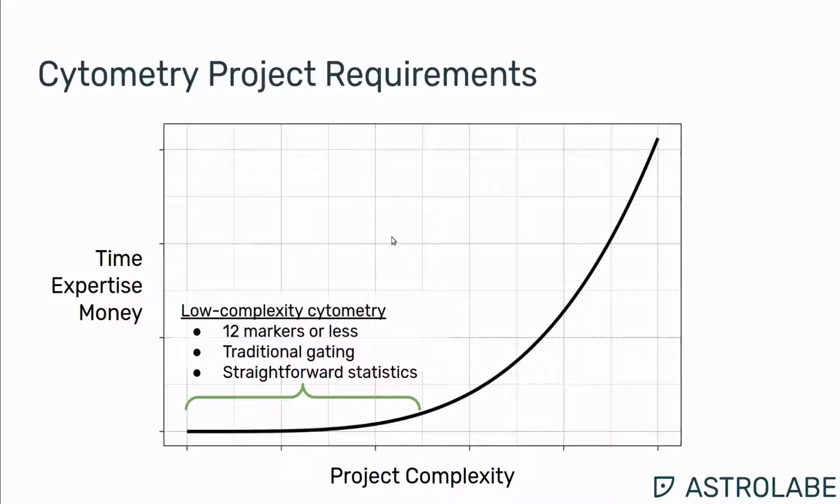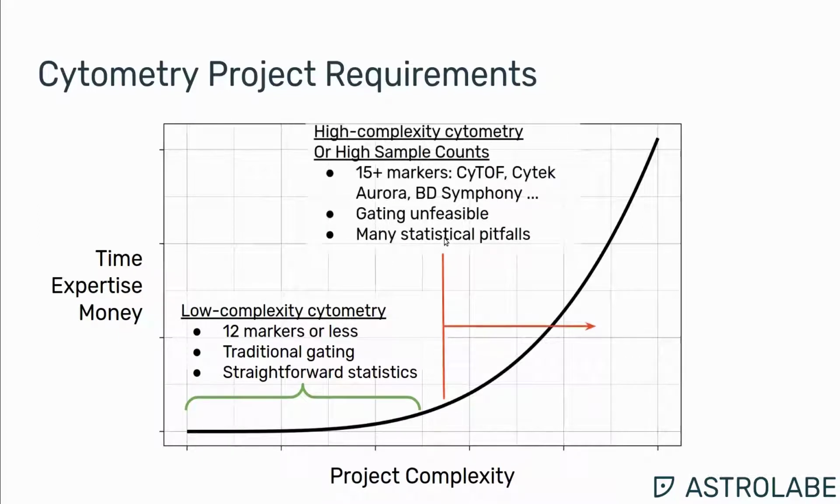However, over the past few years, we're seeing the advent of more complicated studies. And these come in one of two flavors. The first one is high complexity cytometry. And these are 15 markers or more studies that involve the CyTOF, the Cytek Aurora, the BD Symphony, and so on. And a second category are projects with increasing amounts of samples. For example, we're seeing many more clinical trials which are aiming to incorporate immune monitoring for the purpose of biomarker discovery or responder stratification. And these can have hundreds or even thousands of samples.